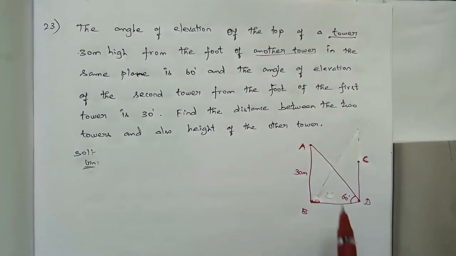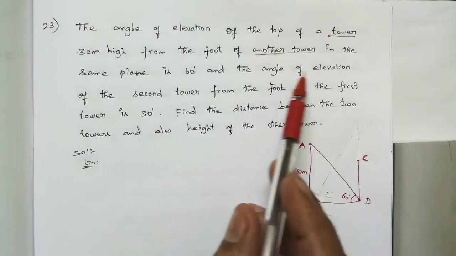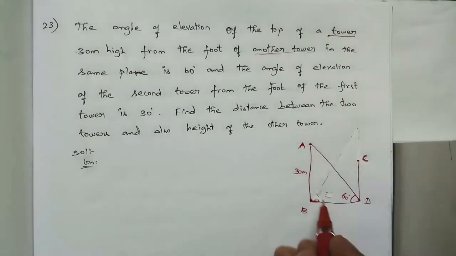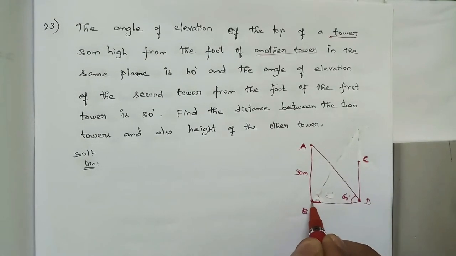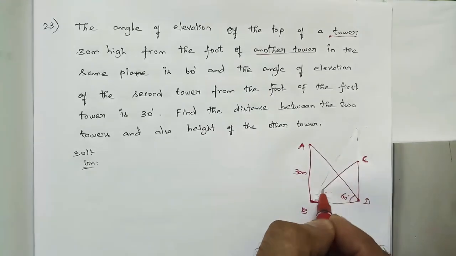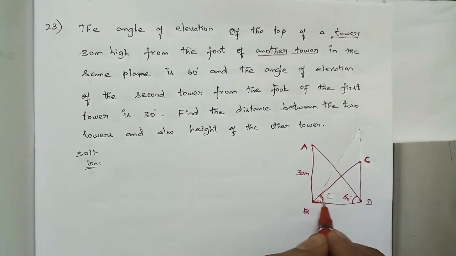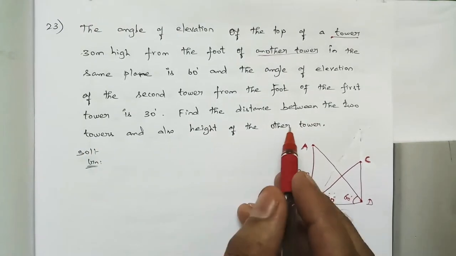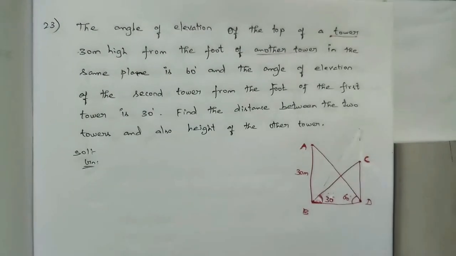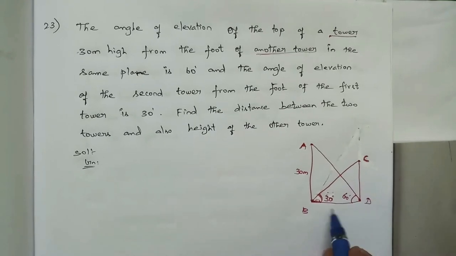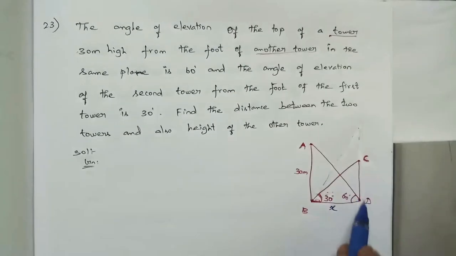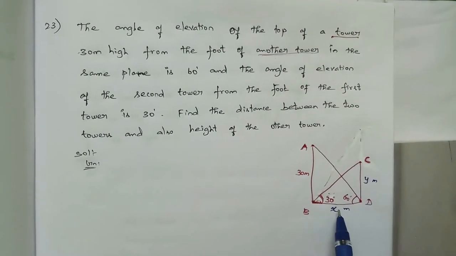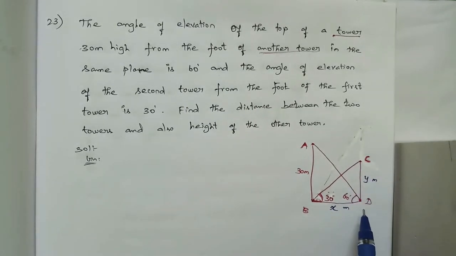And the angle of elevation of the second tower from the foot of the first tower: B is the foot of the first tower. From here, the angle of elevation is 30 degree. Find the distance between the two towers and also the height of the other tower. So let the distance between the two towers be X meter, and the height of the other tower be y meter. Understood?